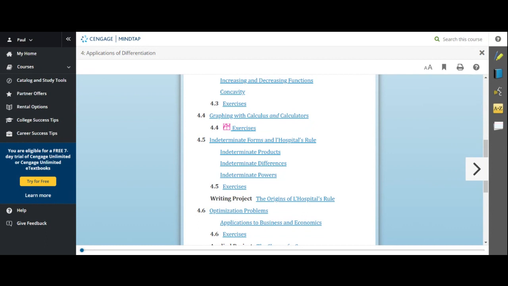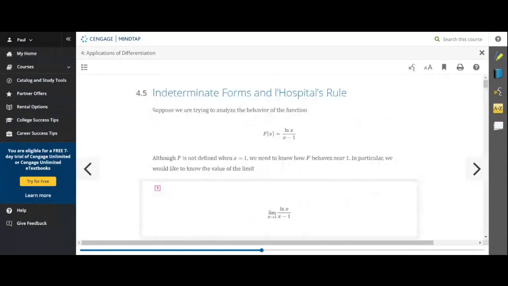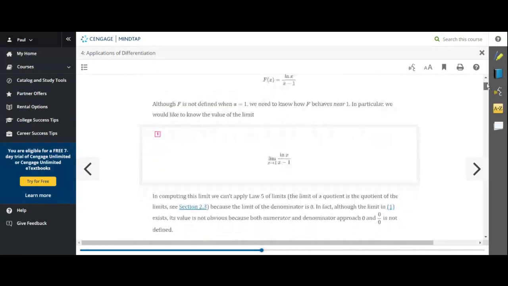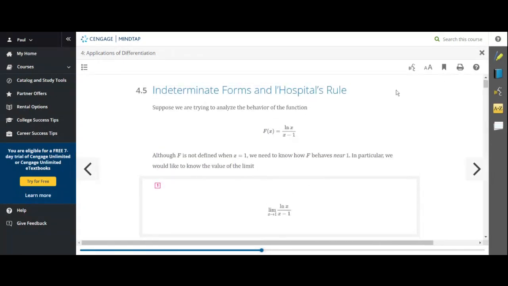So the limit of the products equals the product of the limits, so long as both those limits exist. Well, in section 4.5, we deal with limits of functions that are more difficult to work with, where you can't apply the limit laws perhaps directly. And these are what are called indeterminate forms.